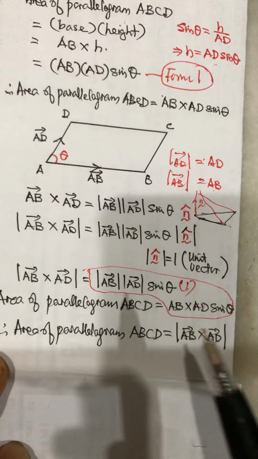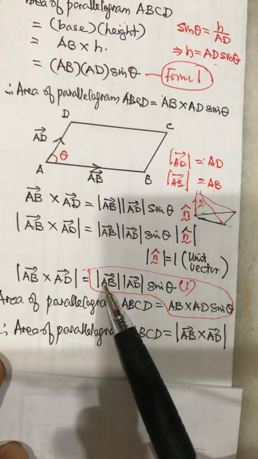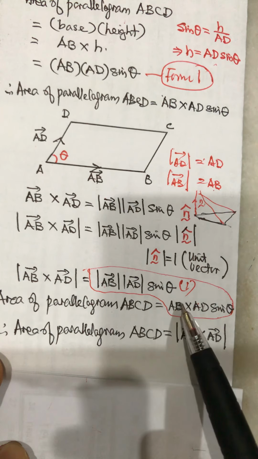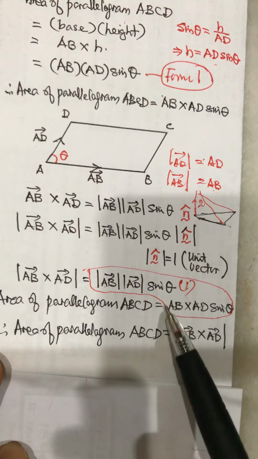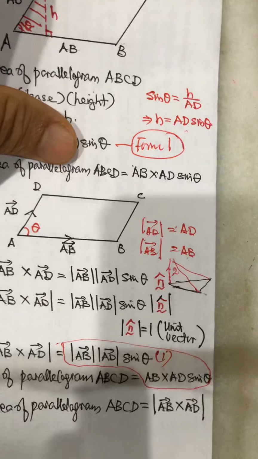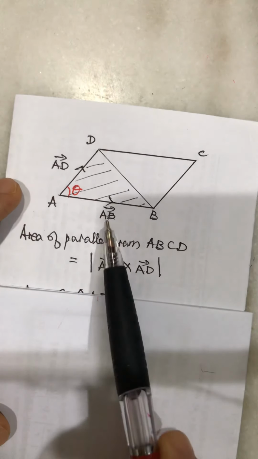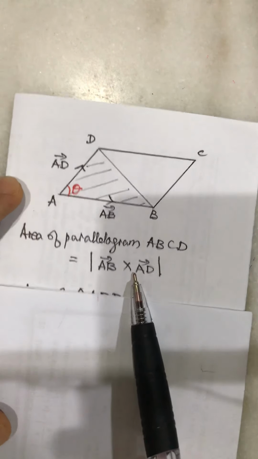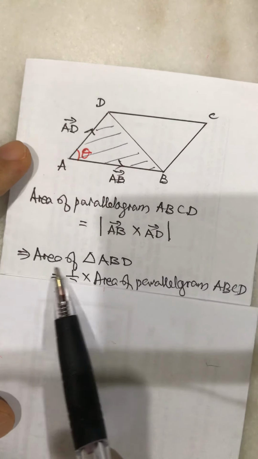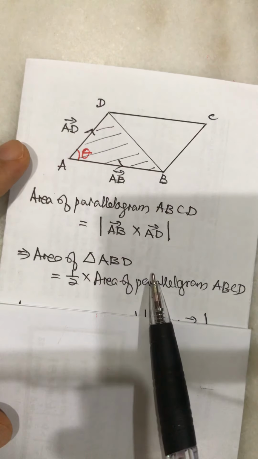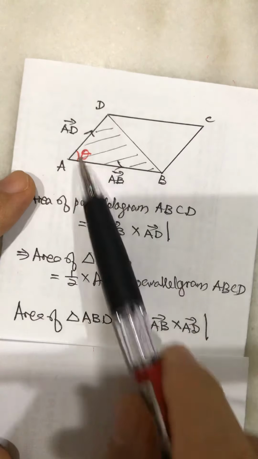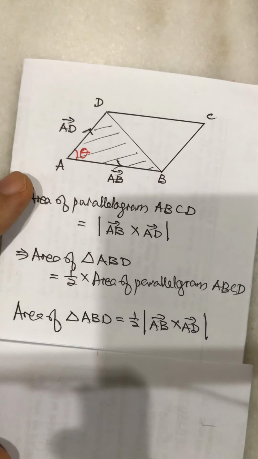Okay, so remember this one. Magnitude means the length AB. This is in vector form, and this one we write in form 1. Now if the area of parallelogram is the magnitude of this cross this, you must take the magnitude, then what is the area of a triangle? The area of the triangle is half of the parallelogram. So the area of the triangle is half.